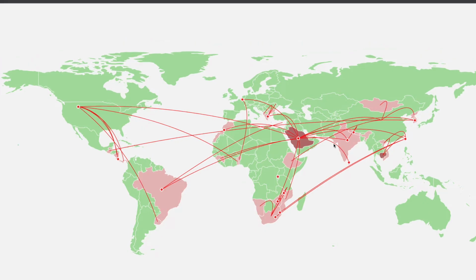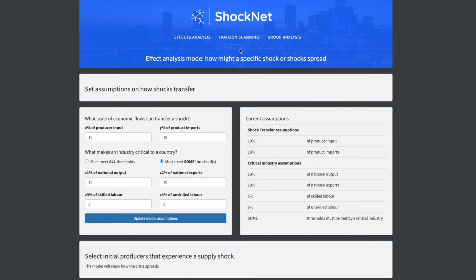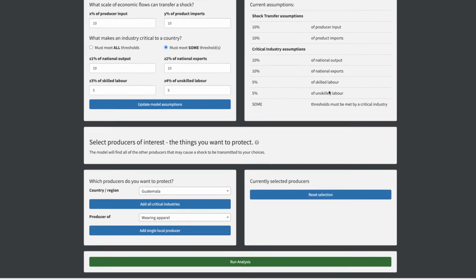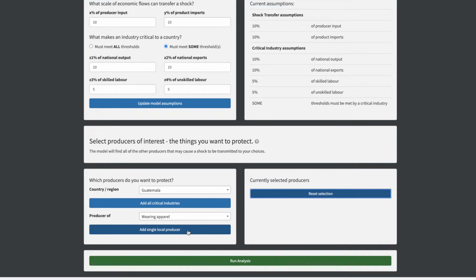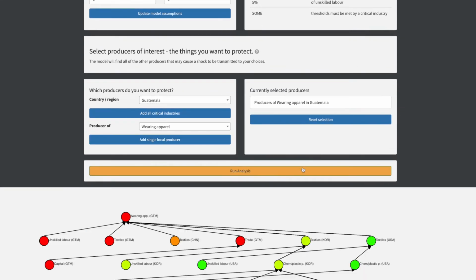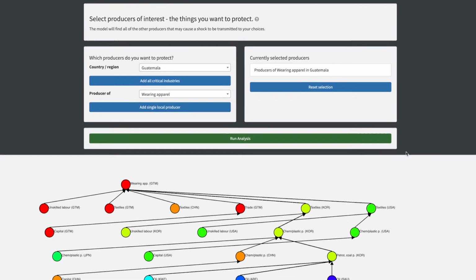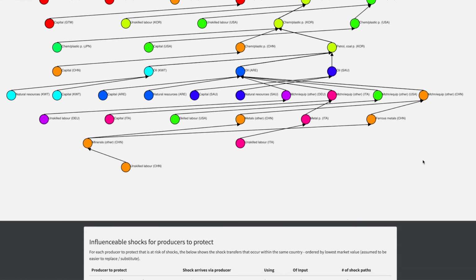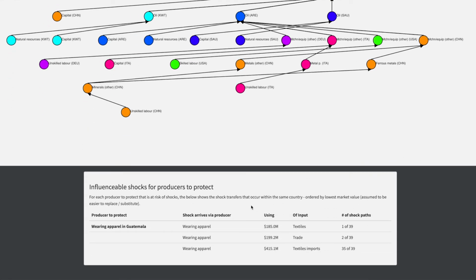And another way that we can use it is in a horizon scanning mode. And this mode allows a policymaker to defend against potential future shocks to the industries that they care about. So if they know that the wearing apparel sector is critical, then they can ask what shocks might come and affect it in the future. And they'll see all of the different chains of shocks that could spread and cause a crisis in their industry. And down below, we've categorized which shocks are actually transferred locally to Guatemala. So those are the things that they might be able to do something about.